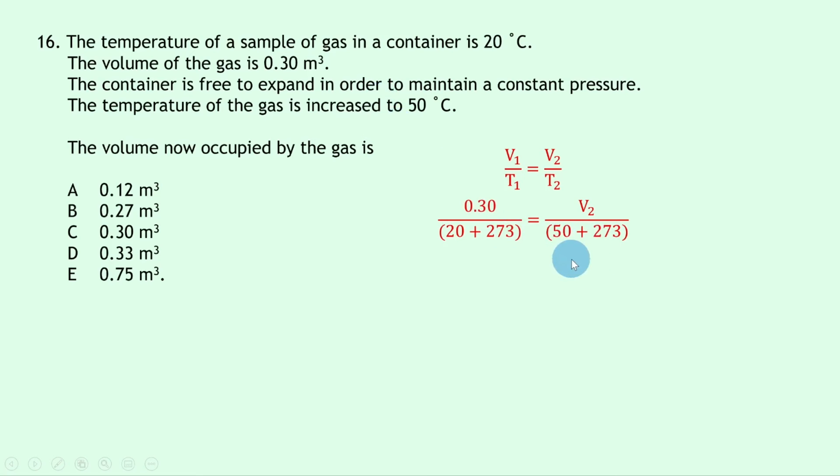Then we can cross multiply here to get 20 plus 273 times V2 is equal to 0.3 times 50 plus 273. Simplifying that gives us 293 V2 equals 96.9. Then we can divide both sides by 293 to get V2 equals 0.33 meters cubed, which is the answer D.